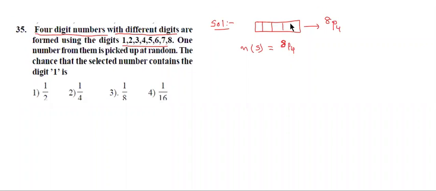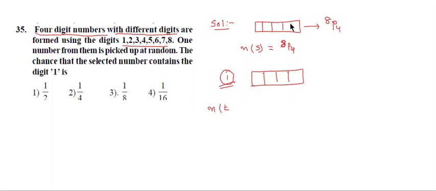n of E. What is the given condition? Out of 4 digits, one digit is already selected. That digit is 1. The remaining we can select. There are 4 places now. One place we have selected, but which place we don't know. One digit we have selected, and the remaining we want to select first.